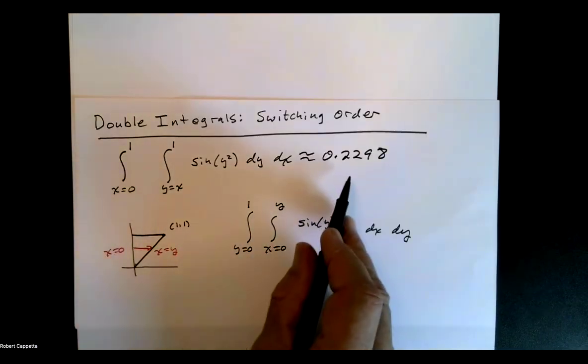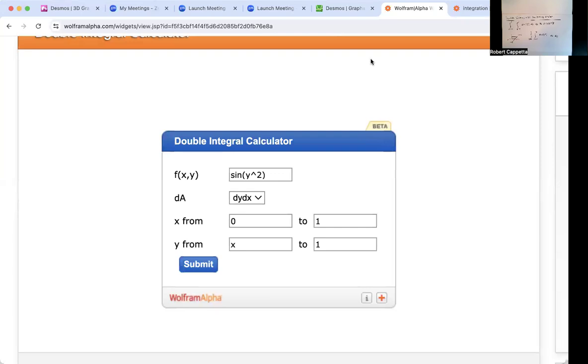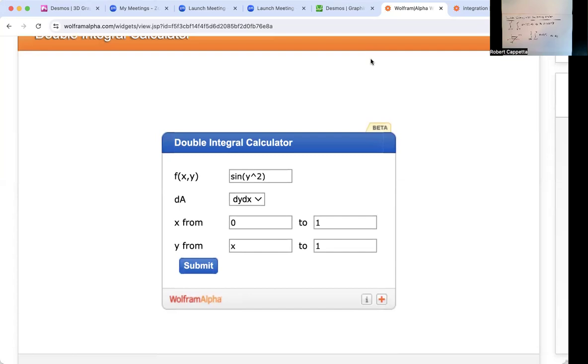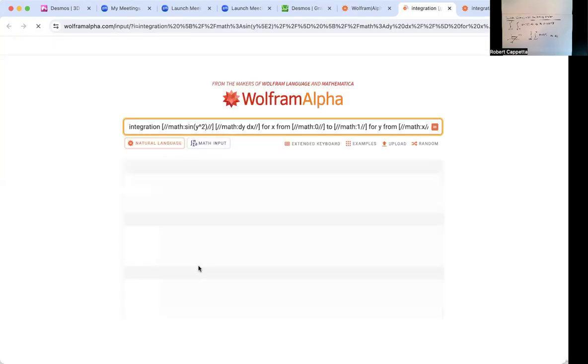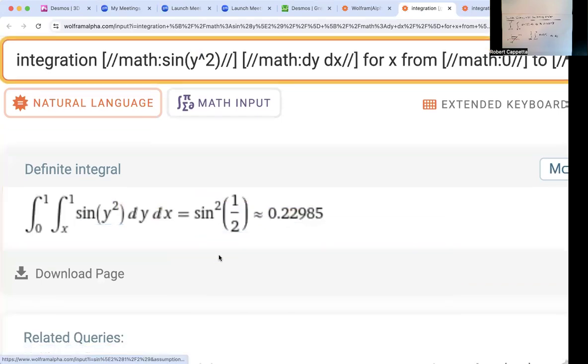Now let's check with technology to see if our answer is in line. So here was our original question. We think it's about 0.2298. Let's jump to technology and see if that's what we get. So here's what I get on the double integral calculator. Our function was sine of y squared, in the dy dx order. X ranged from 0 to 1. Y ranged from x to 1. We could not do it in that order. We had to switch it to get it. And what does Wolfram Alpha say? We have 0.2298, so I feel pretty good about that. It happens to be sine squared of 1/2. Curious how it did it. My guess is it did something equivalent to a Taylor series, or indeed it probably switched the order.